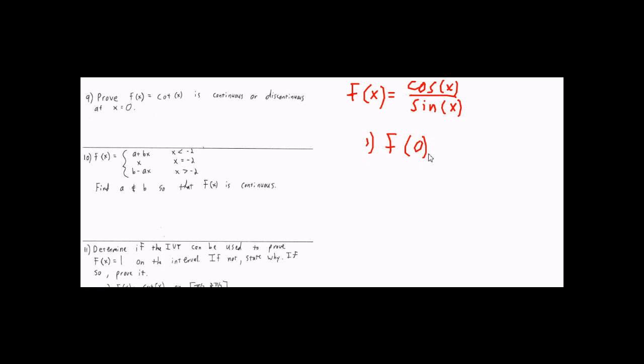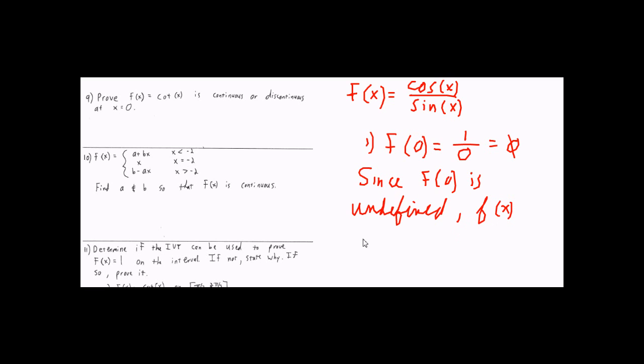Well, f of 0 is equal to cosine of 0, which is 1, over sine of 0, which is 0, which is undefined. There's an asymptote there. Since f of 0 is not defined, it's not continuous. That's what you're going to write. Since f of 0 is undefined, write in cursive here, look at that, beautiful. f of x is discontinuous at 0. Great, I started it, I quit.